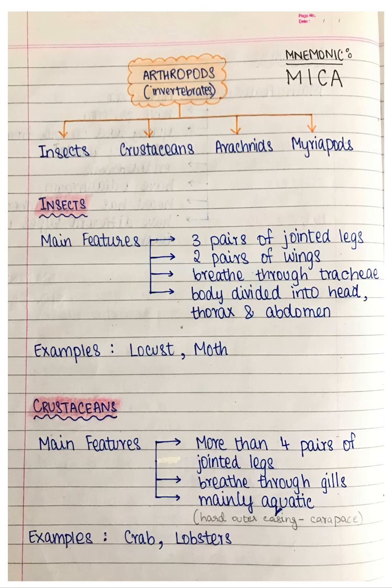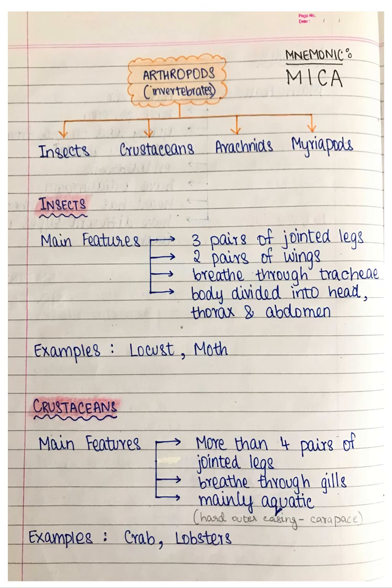Starting with insects. Insects have 3 pairs of legs. Their body is divided into 3 parts: a head, a thorax and an abdomen. They have 1 pair of antennae. They usually have wings, and examples include beetles, ants, bees, butterflies, etc.